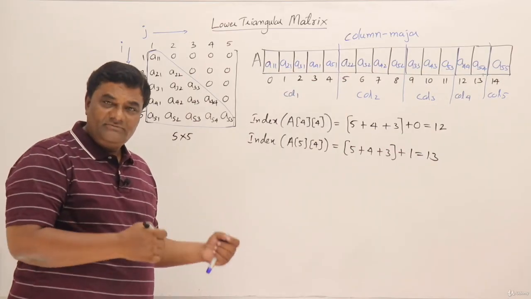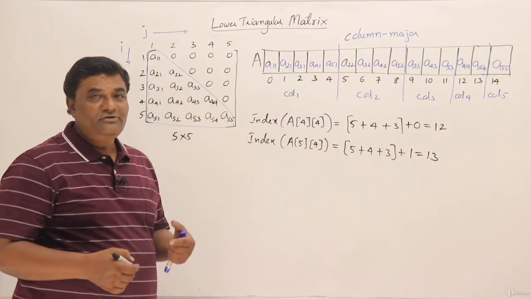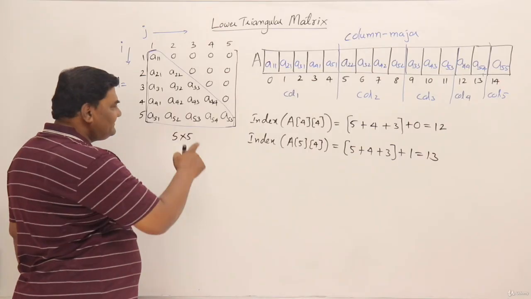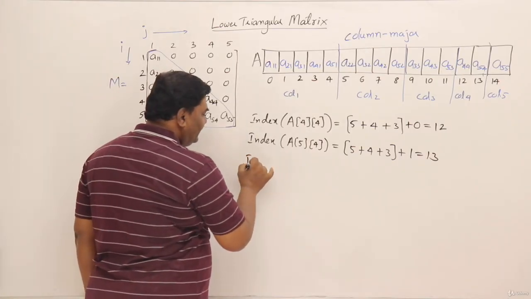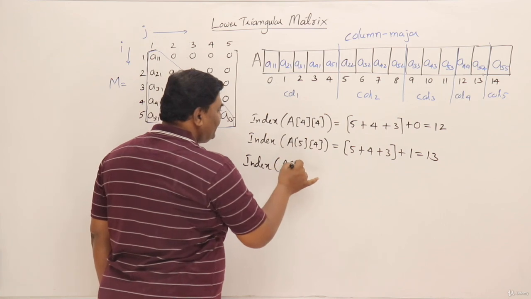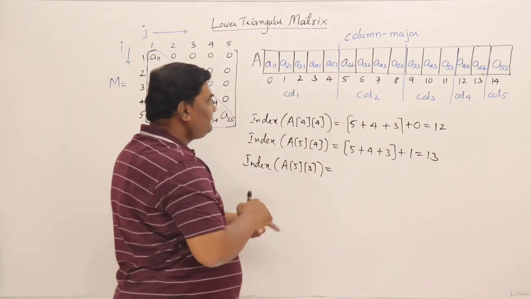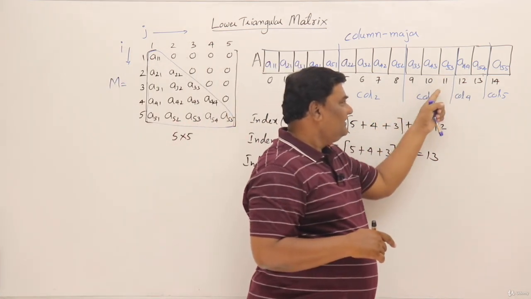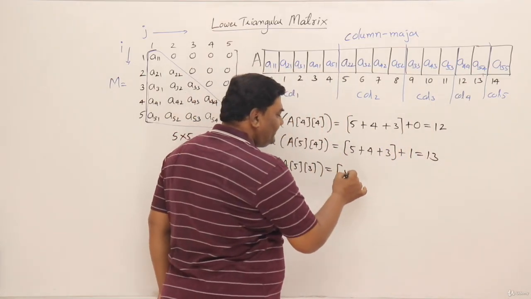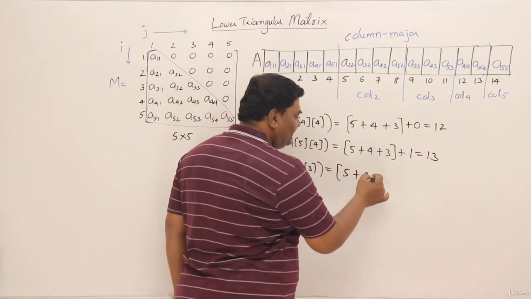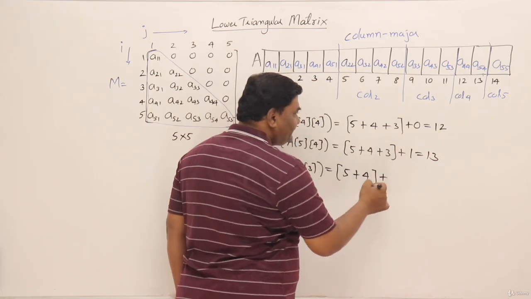Let us take one more example and then we will try to prepare the formula. So let us take the example of 5 comma 3. This is in the third column. So what is the index of 5 comma 3? 5 comma 3 is present here in the third column. So for that I should skip two columns. The first column is having 5 elements, the second column is having 4 elements.